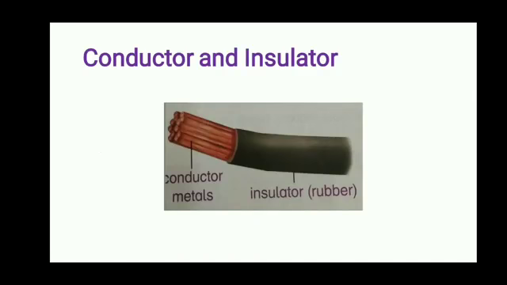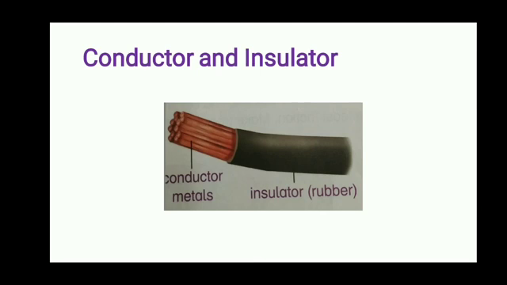Now we will discuss how we use conductors and insulators together to travel the electricity safely. Class, look at this picture. There is a wire which has two parts. We can see them. The first part, which is orange in color, is a metal. It is used to travel the electric current. So this is a conductor. This is the inner part of a wire.